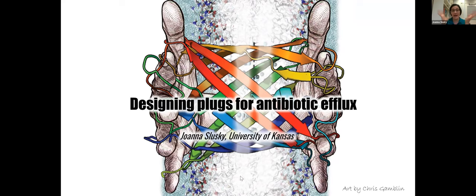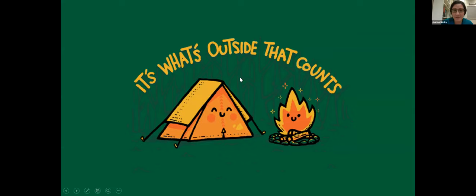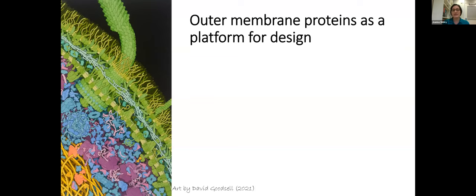And I like to start with an aphorism. And that aphorism is that most people like to say that it's not what's on the outside that counts, it's what's on the inside that counts. But in my lab, we like to say the opposite. We like to say it's what's on the outside that counts. And that's not because we are camping enthusiasts, although some of us are. It's not because we're necessarily materialistic, although maybe some of us are that as well. But it's fundamentally because we look at the outer membrane, and like Anastassia, we see that this is an amazing platform for design.